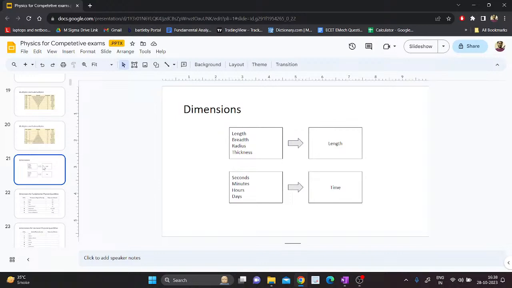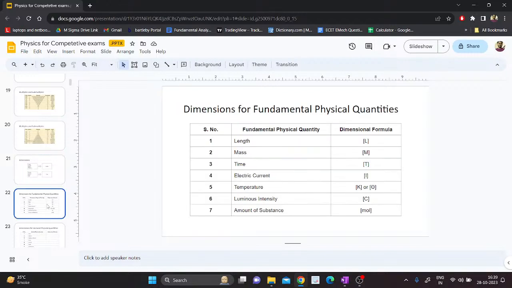If you take length, breadth, radius, thickness, though according to English they are different, according to physics they are the same. They are basically length, right? Similarly, seconds, minutes, hours, days, according to English they are different, but according to physics they are nothing but time. We can convert the units from one form to another, but they are nothing but time itself. So to write the dimensional formula, first of all we need to know the dimensional formula for these common words, for fundamental physical quantities and derived physical quantities.